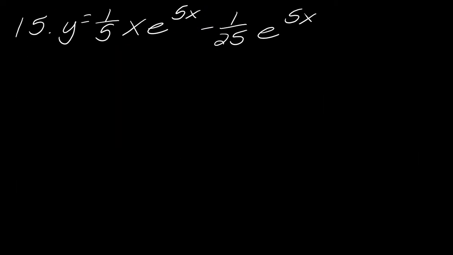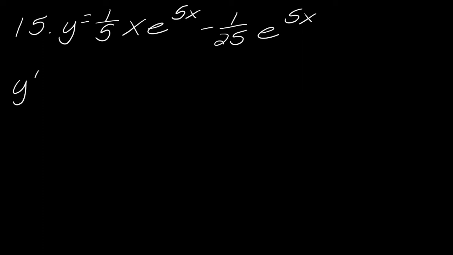Okay, so for number 15 here, I've got 1/5 x times e to the 5x minus 1 over 25 times e to the 5x. In this case, we've got some power rule, some chain rule, and some product rule. So let's just get right into it.